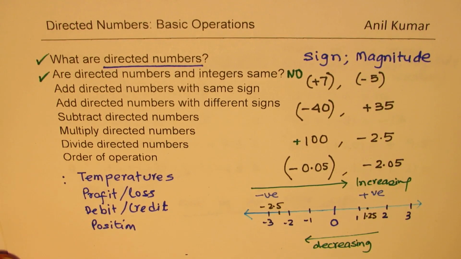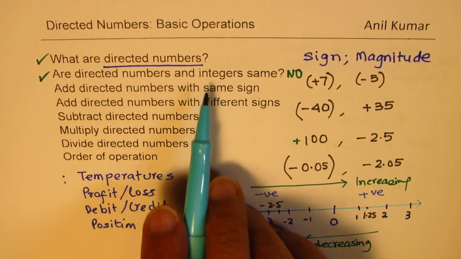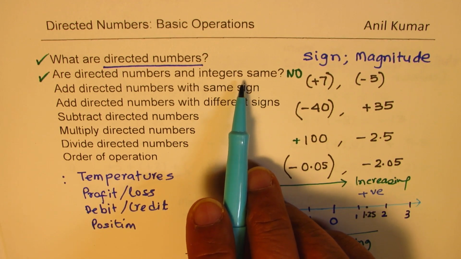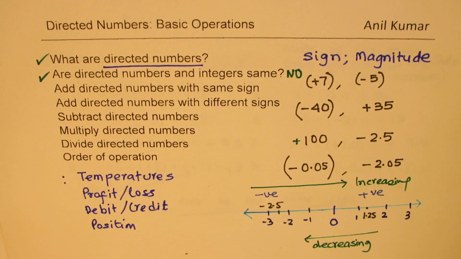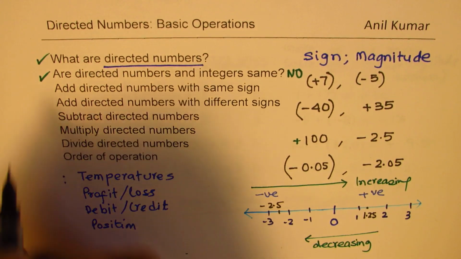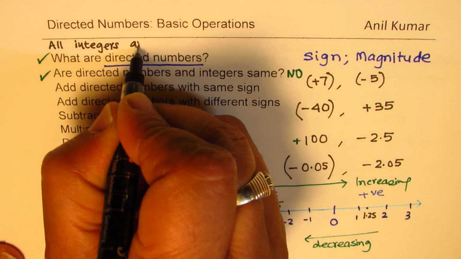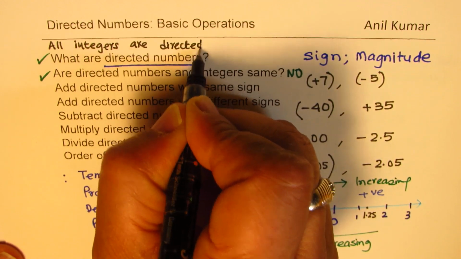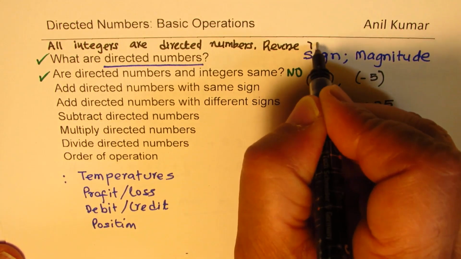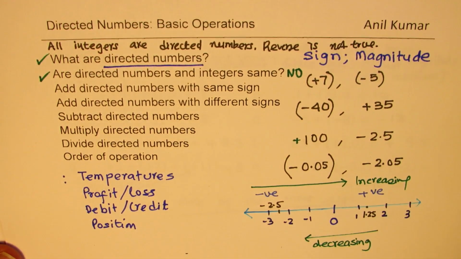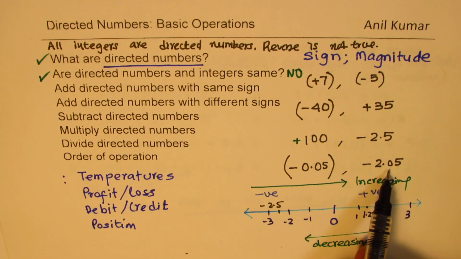So in this exercise, we learn what are directed numbers? Any number with a sign and magnitude. Directed numbers are not the same as integers. Integer is a subset of directed numbers. All integers are directed numbers, but vice versa is not true, right? So you can say all integers are directed numbers. Reverse is not true. Right? So all directed numbers are not integers, right? So these are all directed numbers, but they are not integers.